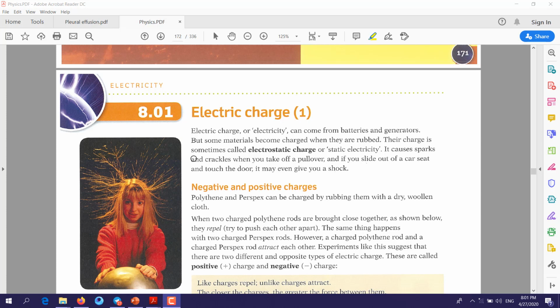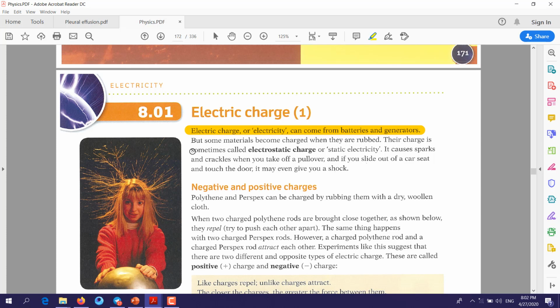So what do you mean by electric charge? Electric charge or electricity can come from batteries or generators. That is where we can get electric charge, either from batteries or generators. In addition to this, if you rub some materials together, what will happen? These materials will gain a charge. So they will have a charge. Some materials become charged when they are rubbed.